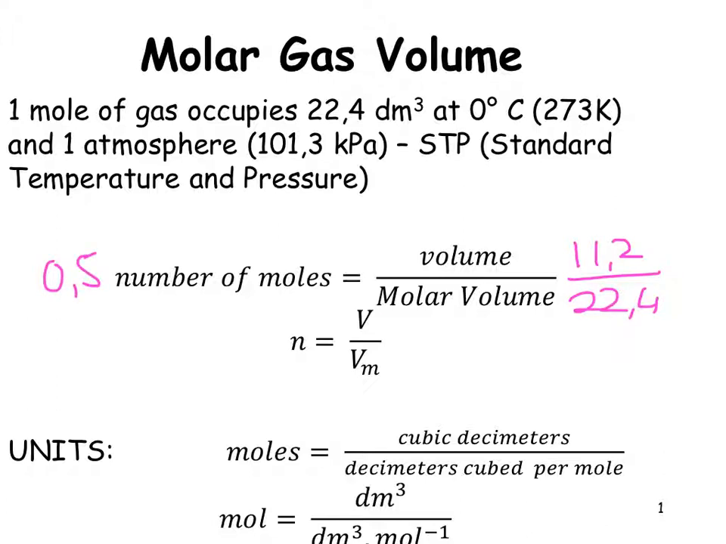How do I abbreviate that? n = V over Vm. I can get a triangle for that. Number of moles is equal to volume over molar volume. And the units that we measure it in, once again, we look at moles, cubic decimeters, and molar volume is measured in decimeters cubed per mole.